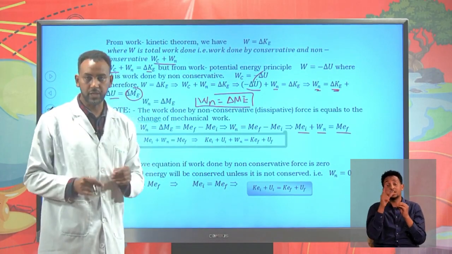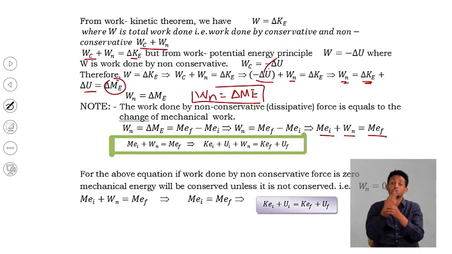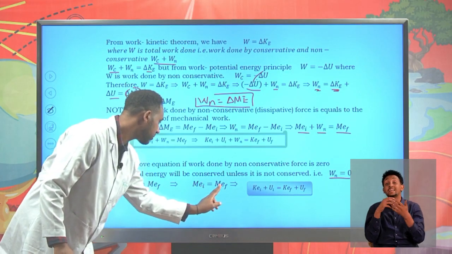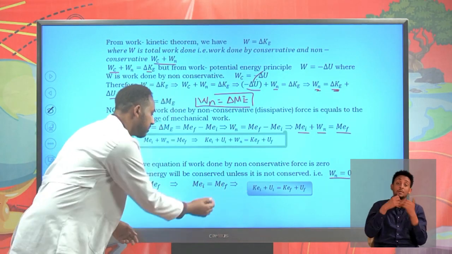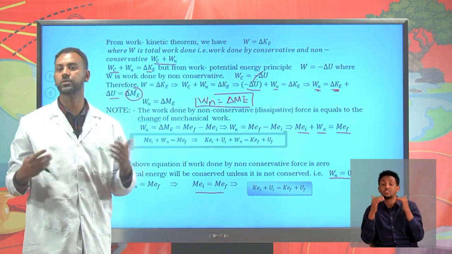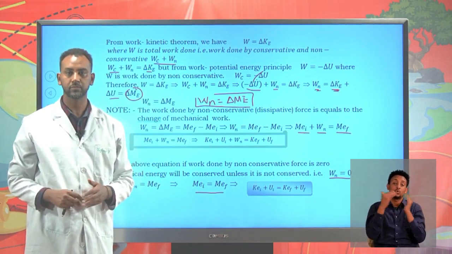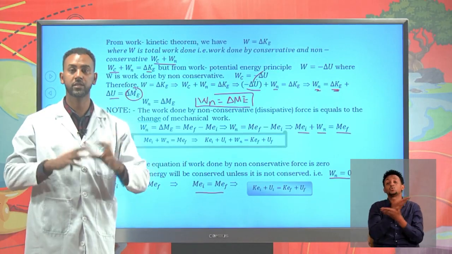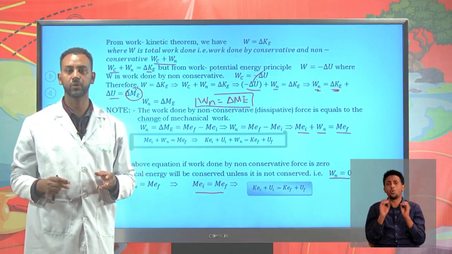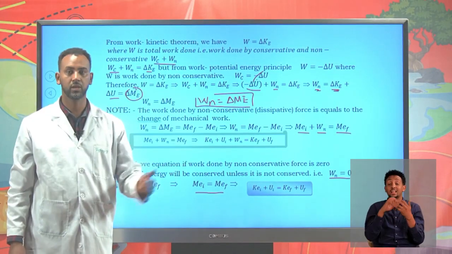If there is no frictional force, the work done by non-conservative force becomes zero. If work done by non-conservative force is zero, you can say that the initial mechanical energy and the final mechanical energy are equal. So mechanical energy initial is equal to mechanical energy final. By this, it's possible to state the law of conservation of mechanical energy. So for cases where there are no dissipative forces, mechanical energy is always constant.